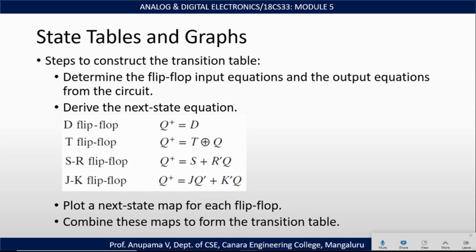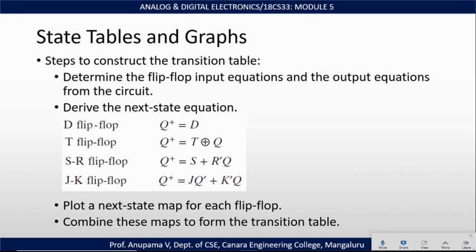First, you have to determine the flip-flop input equation and output equation for the given circuit. A circuit will be given containing a set of flip-flops of a particular type. From the circuit, you have to derive the equation. Second step, you have to derive the next state equation using the flip-flop equation. We have derived the equation for flip-flops.